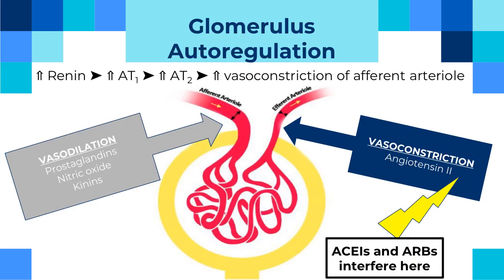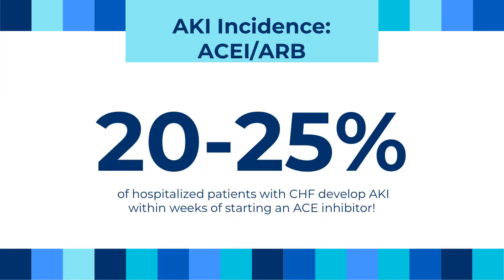When angiotensin I is converted to angiotensin II, it is then available to affect vasoconstriction on the efferent arteriole. When we administer ACEs or ARBs, we interfere with that vasoconstriction. We use ACEs and ARBs to affect blood pressure and fluid balance, and we can see here at the glomerulus is where that is happening.